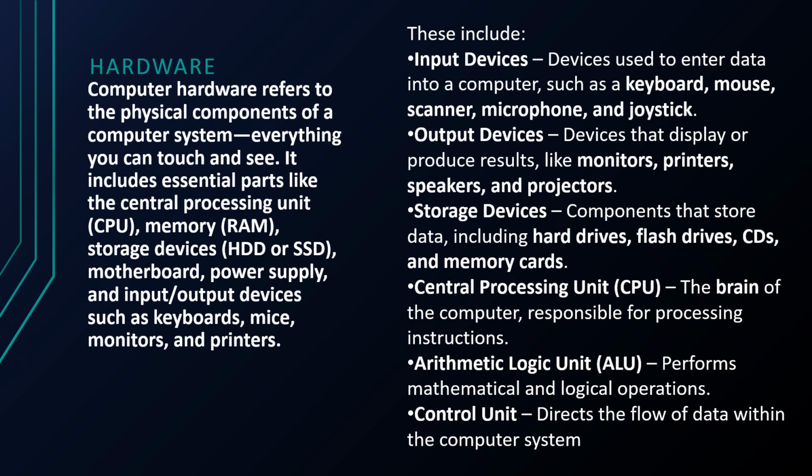Central processing unit (CPU), the brain of a computer, responsible for processing instructions. Arithmetic logic unit (ALU) performs mathematical and logical operations. Control unit directs the flow of data within the computer system. And the peripherals, which are not internal parts of a computer but can also be seen and touched. Examples include the speakers, microphones, printers, etc.